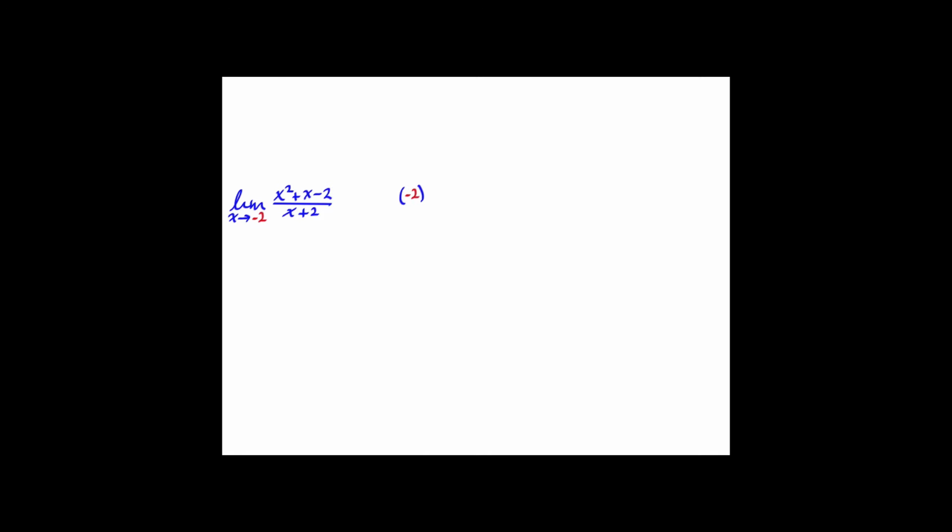If we tried direct substitution, we would get -2 squared plus -2 minus 2 over -2 plus 2. And the numerator is 0 and the denominator is 0. We called that an indeterminate form of type 0 over 0. Notice I put 0 over 0 in quotes because it doesn't really mean a number. It's just a symbol describing what's happening to that quotient. It just means the numerator is getting infinitesimally small at the same time that the denominator gets infinitesimally small.